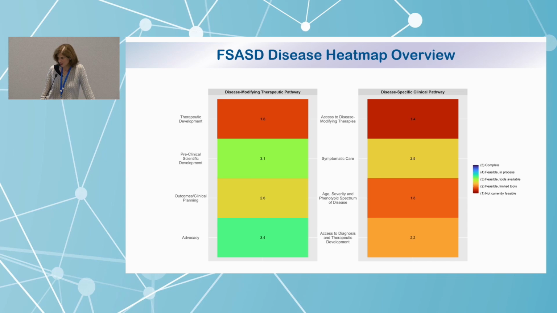And I think this really reflects the youth of our organization and the youth of these organized efforts to understand FSASD. Our strengths right now are in patient advocacy and preclinical scientific development, but there's really a lot of progress being made in the other groups. So I'm hoping that the next time we meet, this will be a lot more in the green and blue area.